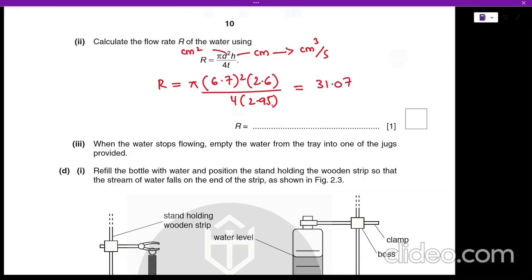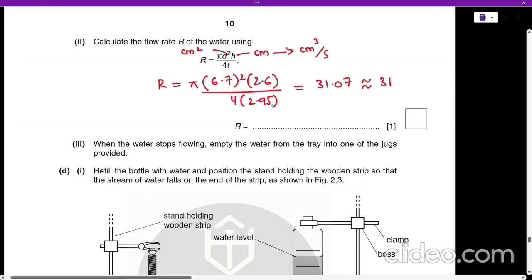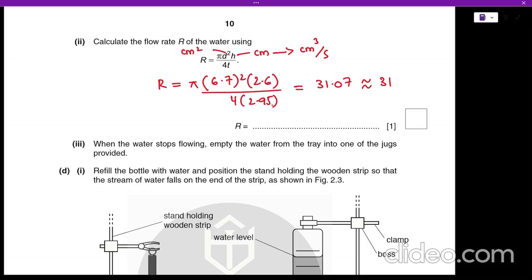So I'm going to just round it off to 31, as I'm going to round it off to the least number of significant figures that were being used in the H and in the D. So 31 centimeter cube per second. This is going to be the unit.